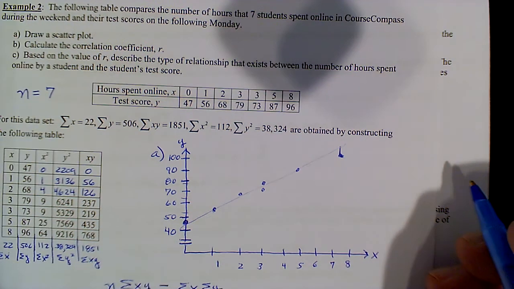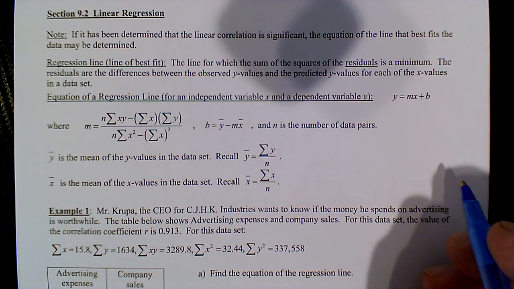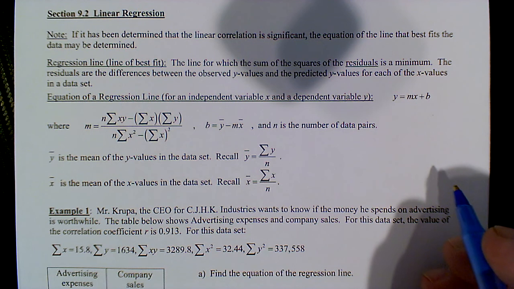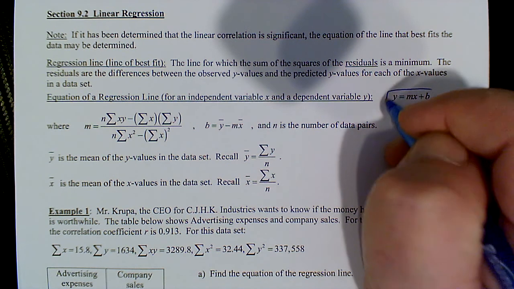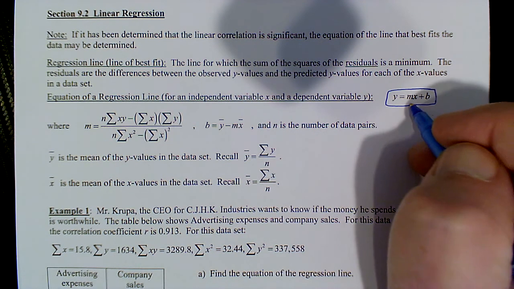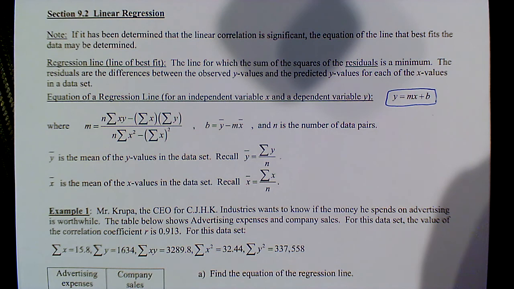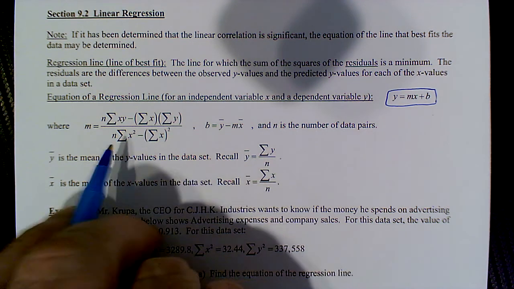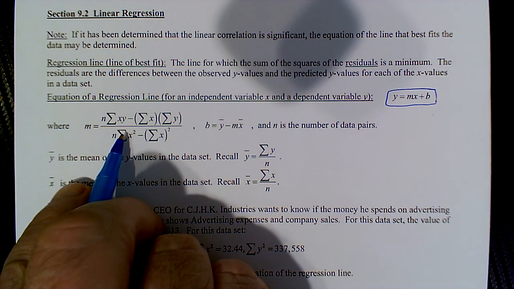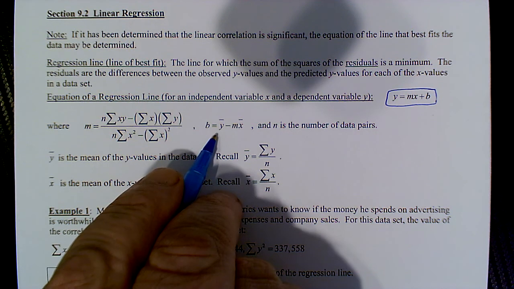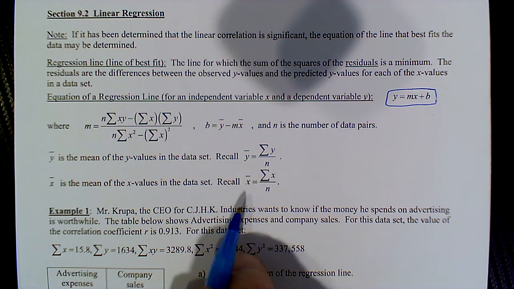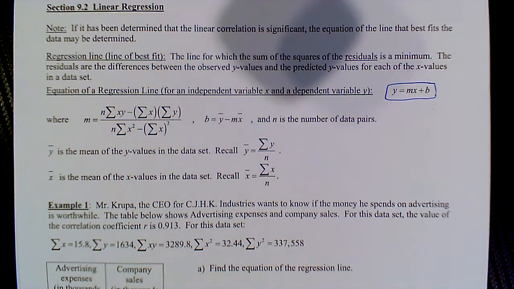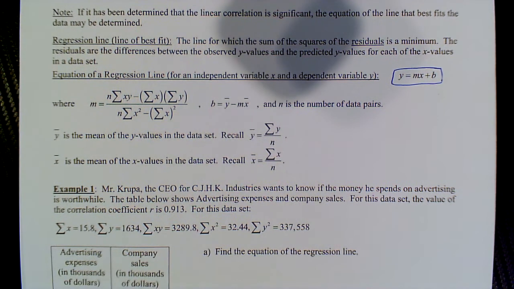And that's what we want to minimize. And you don't have to worry about the theory or anything, just about how to do the computations. We're going to find that straight line, which is of the form, as we know, the equation of a straight line, y equals mx plus b, where m is the slope and b is the y-intercept. So there's the equation for the slope, and here's the equation for the y-intercept, where y bar and x bar, respectively, are the means of the y's and the x's. And then again, n is the number of data pairs.